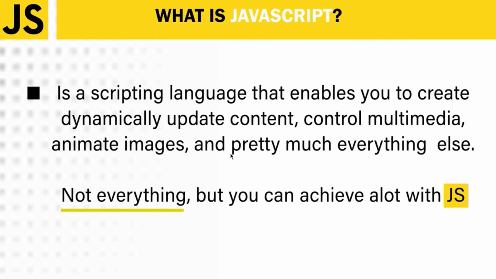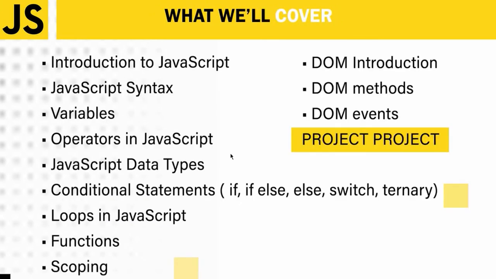This video will be very quick and straight to the point. So JavaScript is a scripting language and enables us to create dynamically. It enables you and I to create content and also update content, control multimedia, animate images, and do a whole lot of things. Although not everything, but a whole lot of things. Then we looked at the concepts that we would be covering for this course, the introduction to JS and others. And at the end, we would be working on two projects.